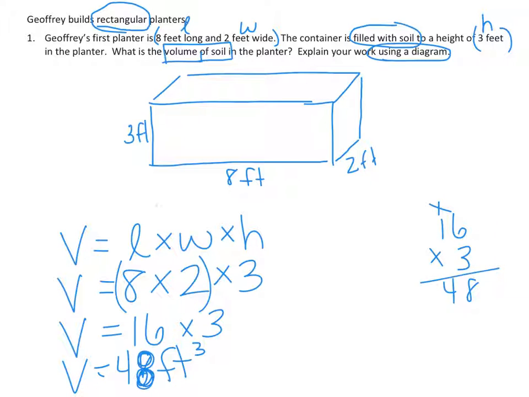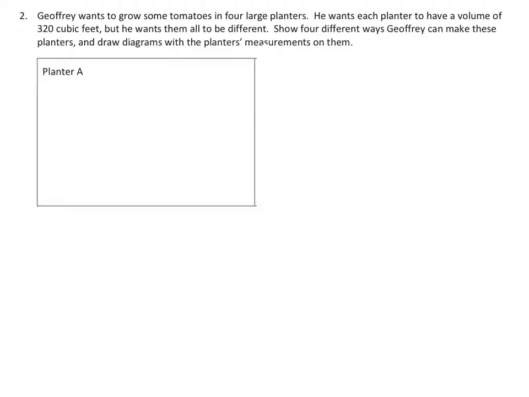Make sure everything I did in the video, you did in your workbook. Problem number 2. Jeffrey wants to grow some tomatoes in 4 large planters. He wants each planter to have a volume of 320 cubic feet, but he wants them all to be different. Show 4 different ways Jeffrey can make these planters and draw diagrams with the planter's measurements on them. So I'm going to do 1 with you, and then you'll do 3 by yourself. So let's annotate the problem first.